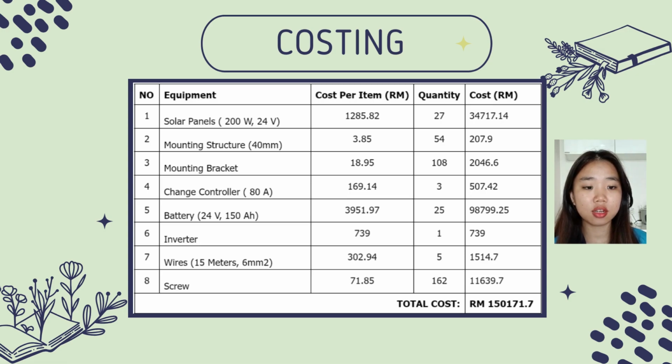These are the total costing of our photovoltaic system. The overall equipment consists of solar panel with 200 watt and 24 volt, mounting structure 40 mm, mounting bracket, charge controller 80 ampere, battery 24 volt with 150 Ah, inverter, wires 15 meters and 6 mm square, and lastly the screws, which concludes a total of 150,171.7 ringgit Malaysia for the whole photovoltaic system.